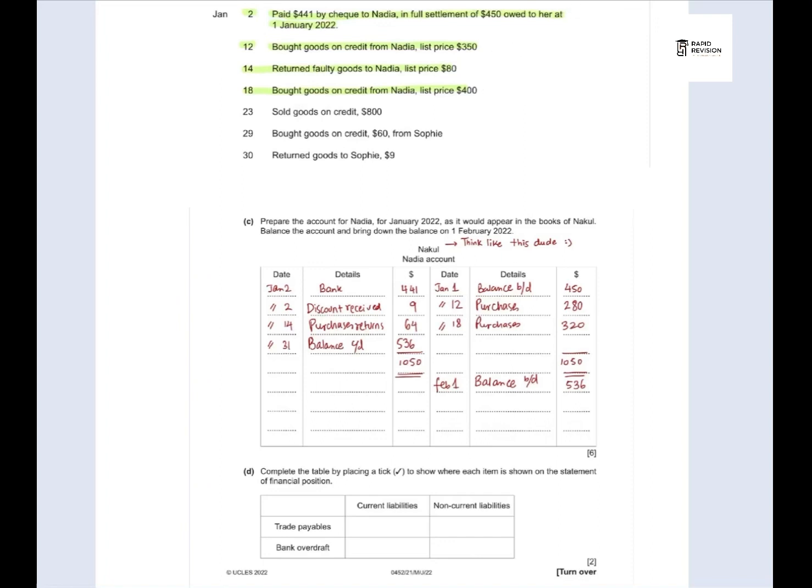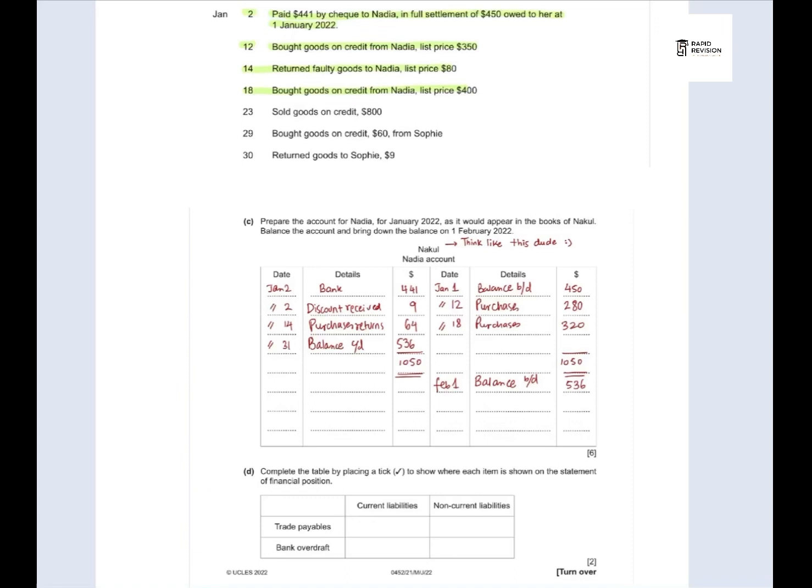On January 2, Nakul pays Nadia $441 for a debt of $450, which means Nakul had an obligation to pay Nadia $450 on January 1. So balance brought down is recorded on the credit side of this account as it is a liability. The payment made on January 2 will be recorded on the debit side of this account, as the liability will reduce once the payment is made. The payment that is made is $441 for a debt of $450, which means Nakul is receiving a discount from Nadia of $9. This is a cash discount.